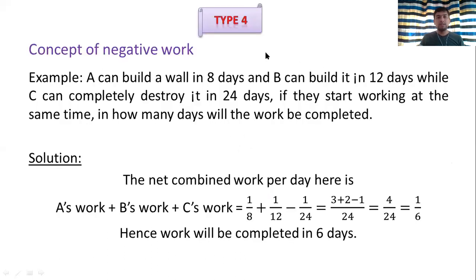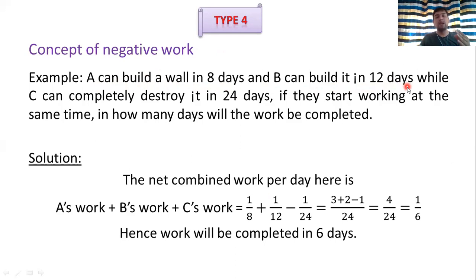Now let us see the concept of negative work. This is the type number 4. Now what is negative work? Let us understand from the example. If A can build a wall in 8 days, it's a constructive work, it's a positive work, and B can build it in 12 days. So they are building it. They are not destroying, they are building it.